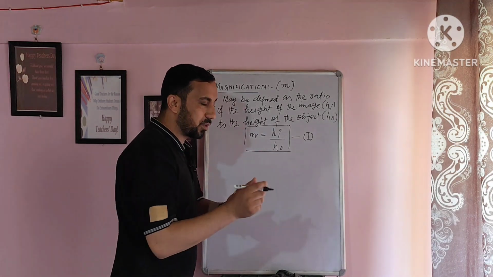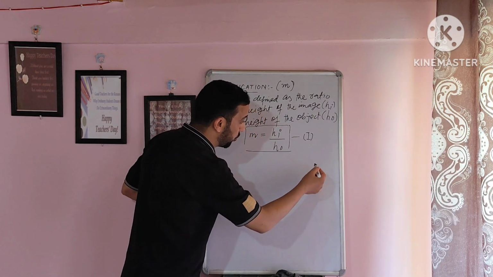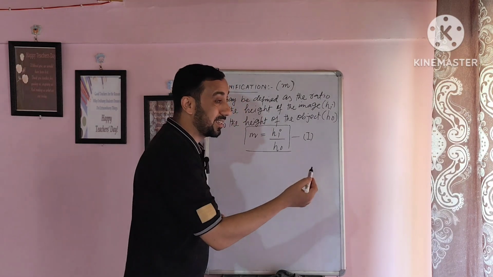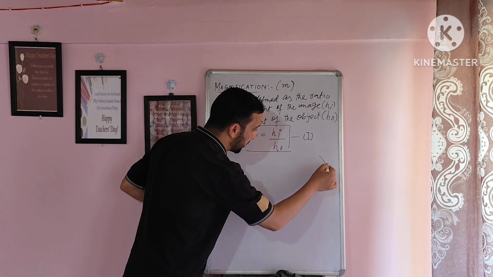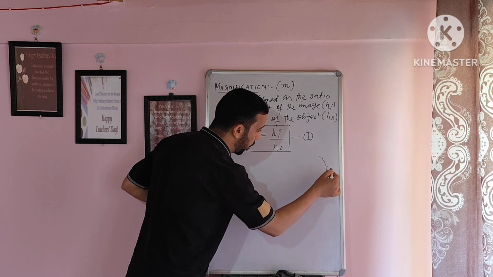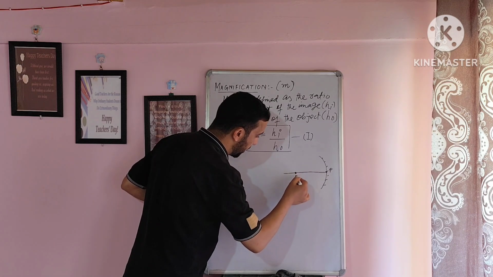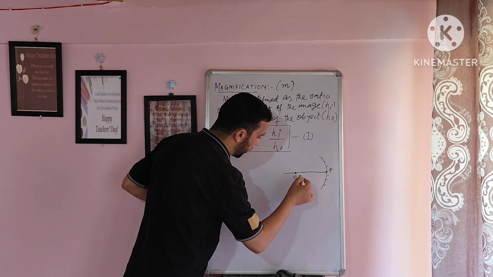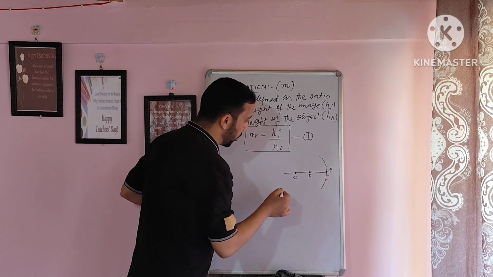That is, we know the image distance and the object distance. We will try to understand this image distance and object distance first. Let us draw a concave mirror here. This is the concave mirror, and this is the pole of the concave mirror. You know that this is the center of curvature of the concave mirror. This is the principal focus of the concave mirror.